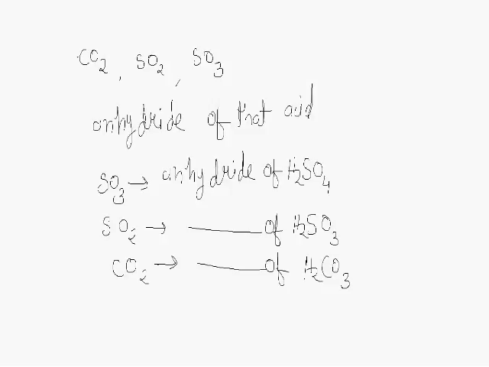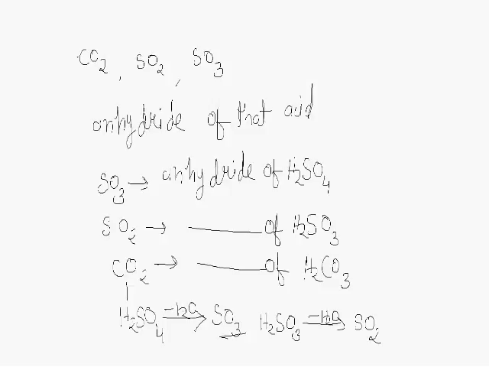For example, H2SO4: if we remove H2O from H2SO4, that is minus H2O, then we obtain SO3. Similarly, if we take another example, H2SO3, by the removal of H2O it gives SO2. Therefore, SO3 and SO2 are called anhydrides of sulfuric acid and sulfurous acid respectively.